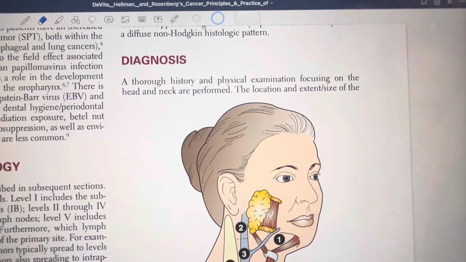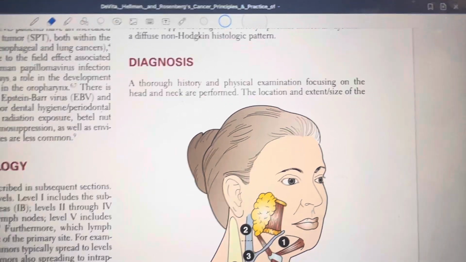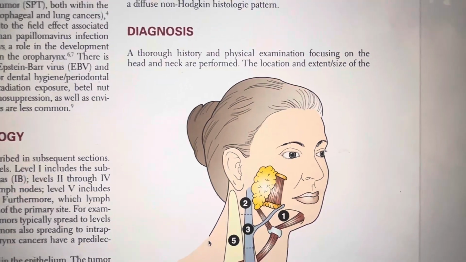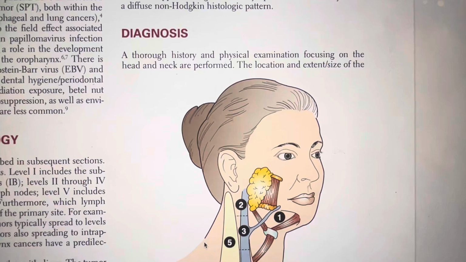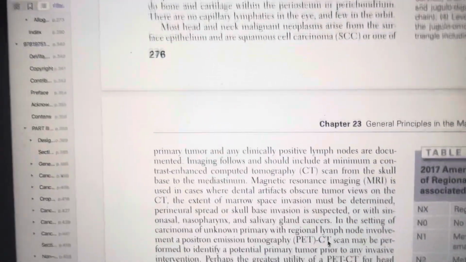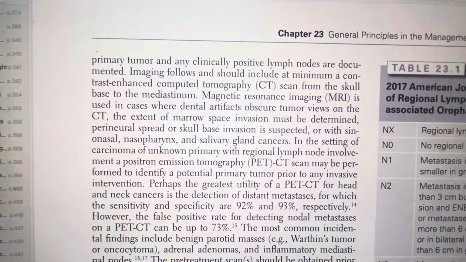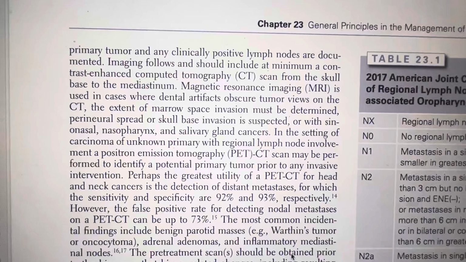So diagnosis: a thorough history and physical examination focusing on the head and neck are performed. The location and extent, or the size, of the primary tumor and clinically positive lymph nodes are documented.